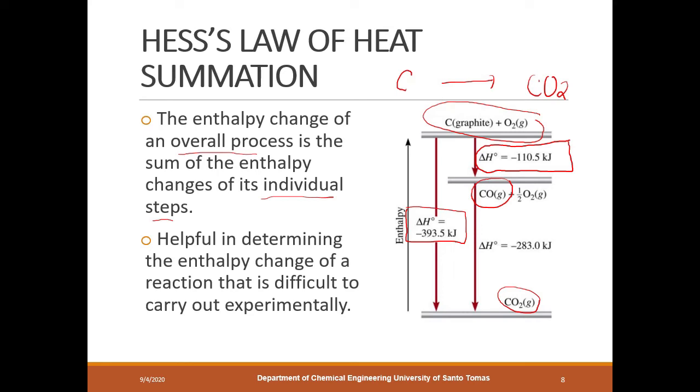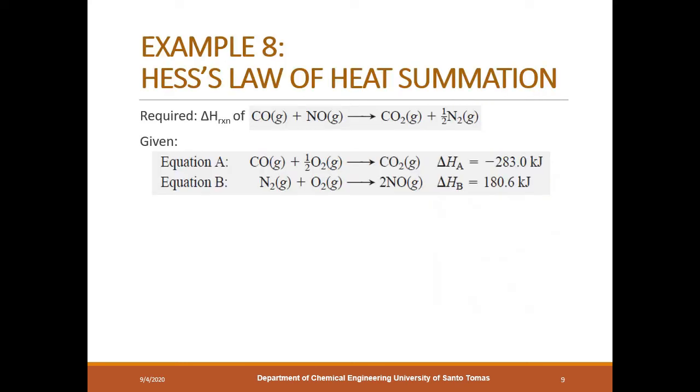Now, further heating of our carbon monoxide, of course, will lead us to the creation of our product, which is carbon dioxide. And for this case, it actually utilizes negative 283 kilojoules of energy. Now, if we add these two values, we will have the same 393.5 kilojoules of energy. This is what Hess's law is about. And it is actually helpful in determining the enthalpy change of a reaction that is difficult to carry out experimentally. Let us now apply Hess's law of heat summation through example 8.